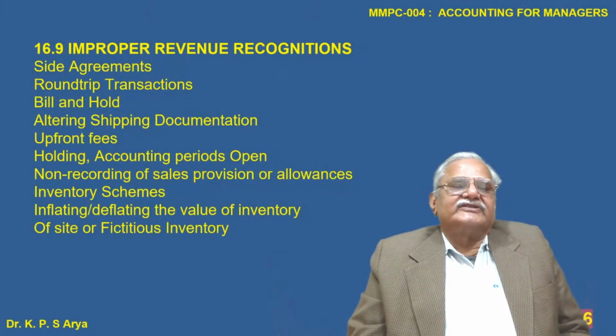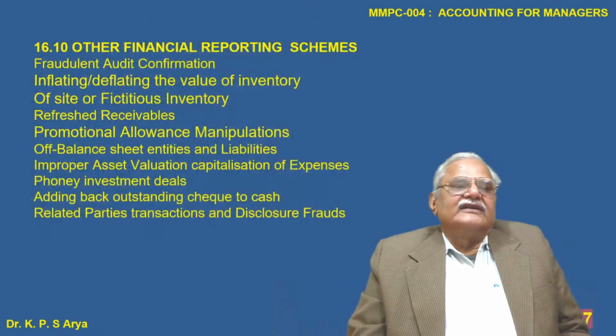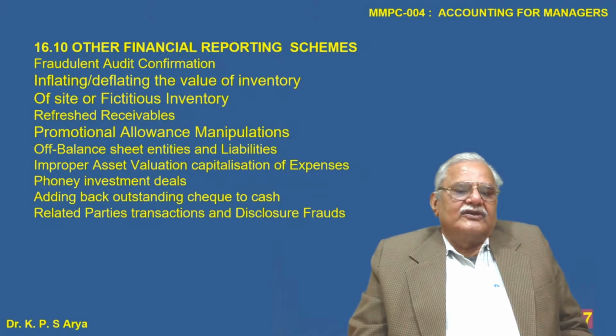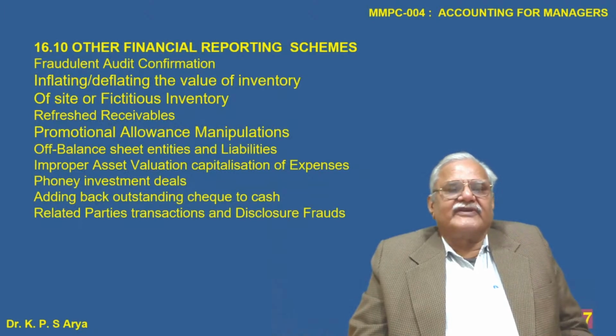Now the important revenue recognition schemes: side agreements, round trip transactions, bill and hold, altering shipping documentation, upfront fees, holding the accounting period open, non-recording of sales provision for allowances. Inventory schemes: inflating or deflating the value of inventory, offsite or fictitious inventory. Now, other financial reporting schemes are fraudulent audit confirmation, inflating or deflating the value of inventory, offsite fictitious inventory, prepaid receivables, promotional allowance, manipulations of balance sheet entities and liabilities, improper asset valuation, capitalization of expenses, phony investment deals, adding back outstanding checks to cash, related party transactions and disclosure frauds.